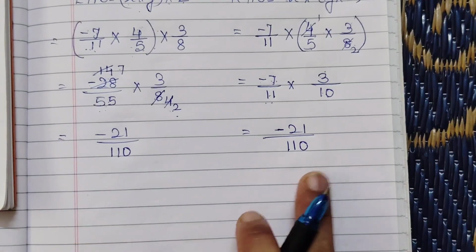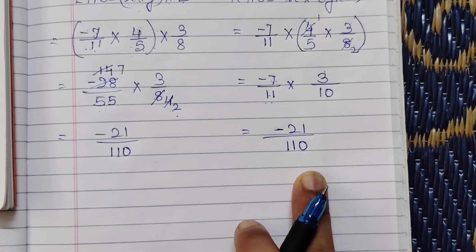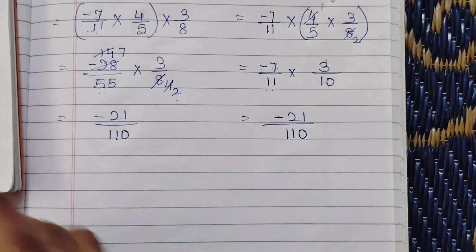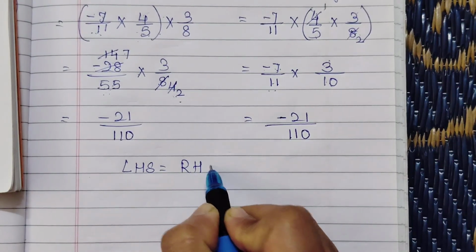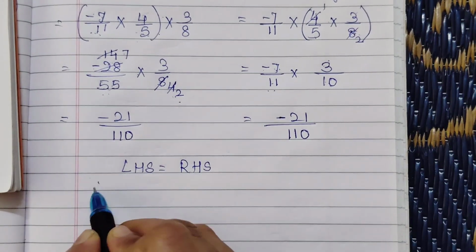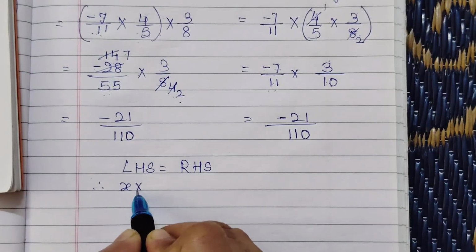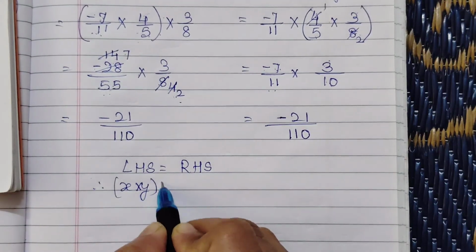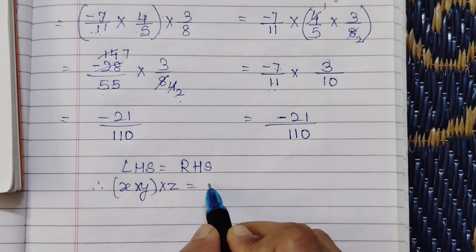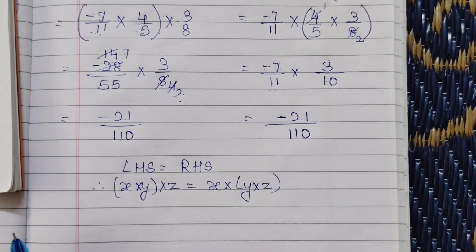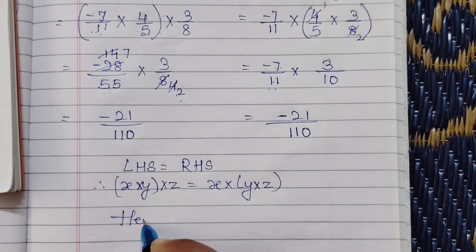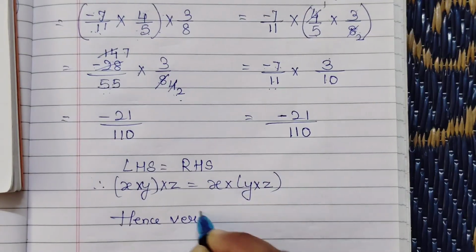Now see left hand side and right hand side, both the values are same. So what will we write? LHS is equal to RHS. Therefore the property we will write, x into y into z is equal to x into y into z. Hence verified.